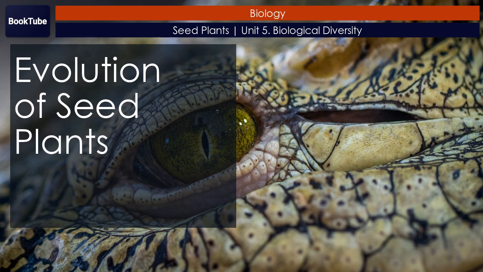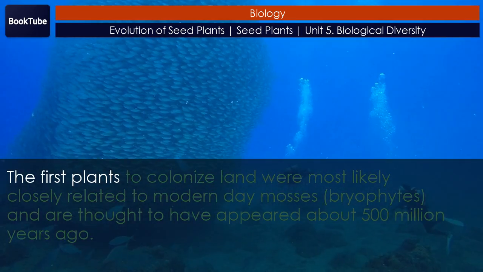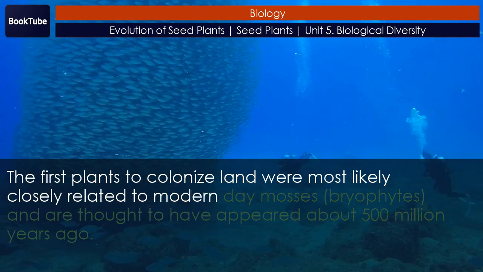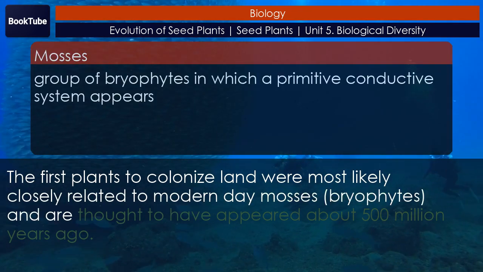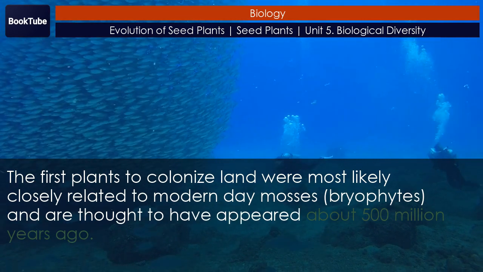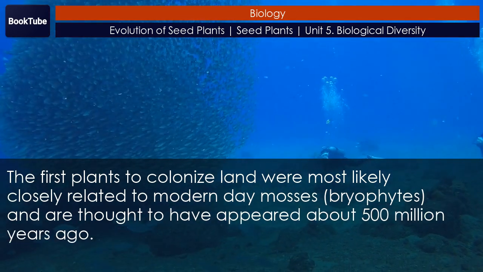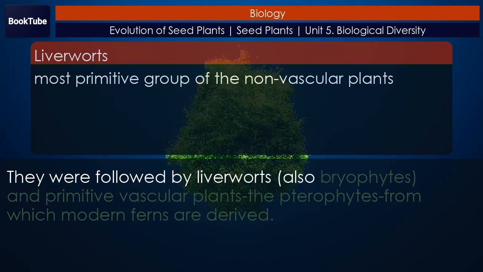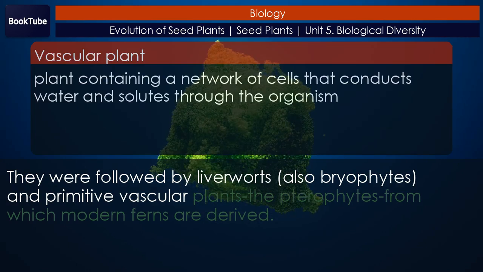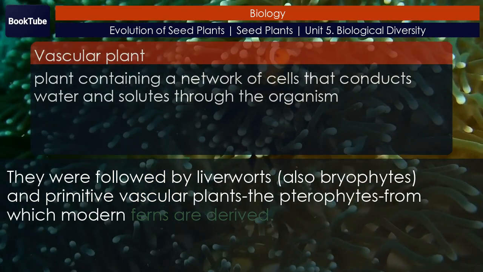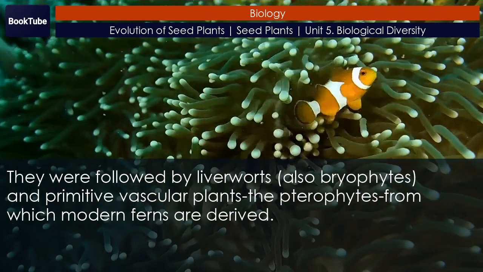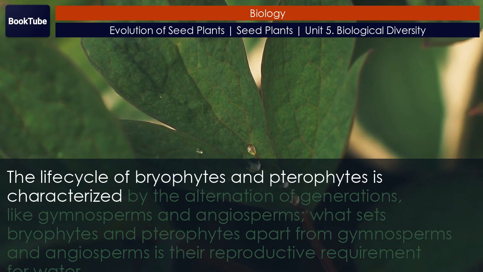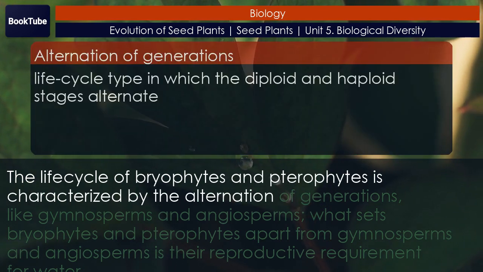Evolution of seed plants. The first plants to colonize land were most likely closely related to modern-day mosses, bryophytes, and are thought to have appeared about 500 million years ago. They were followed by liverworts, also bryophytes, and primitive vascular plants, the pterophytes, from which modern ferns are derived. The life cycle of bryophytes and pterophytes is characterized by the alternation of generations.